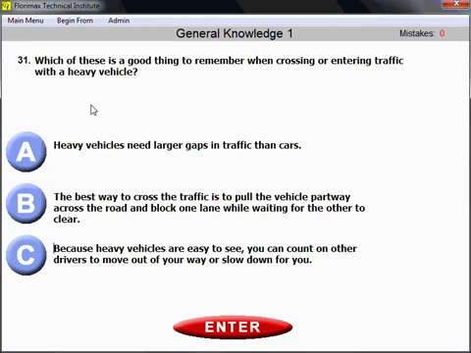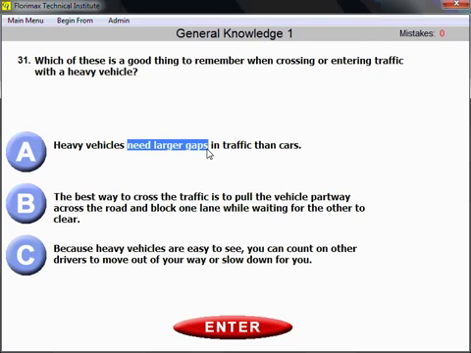Question number 31. Which of these is a good thing to remember when crossing or entering traffic with a heavy vehicle? Heavy vehicle, please pay attention. Heavy vehicle means it takes time for this vehicle to perform a maneuver, right? And please remember, if you need to cross the traffic, or enter the traffic with that kind of vehicle, remember, it's heavy, it is big, it needs larger gaps. Heavy vehicles definitely need more space.